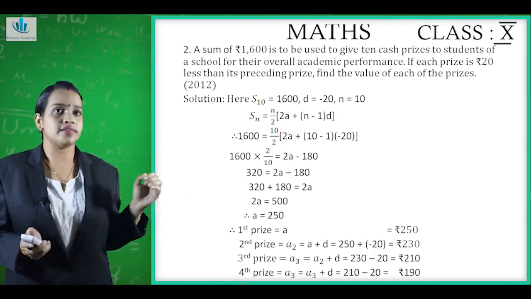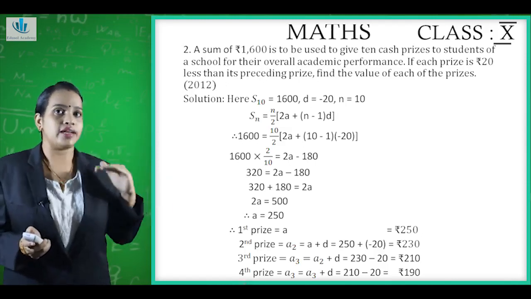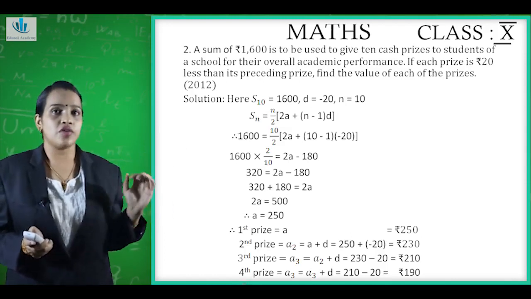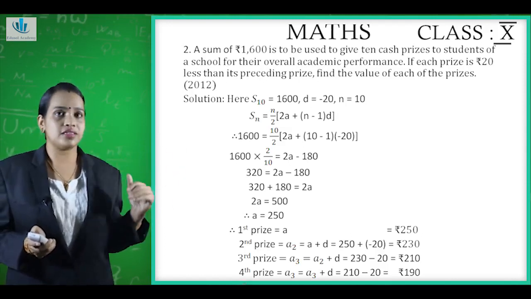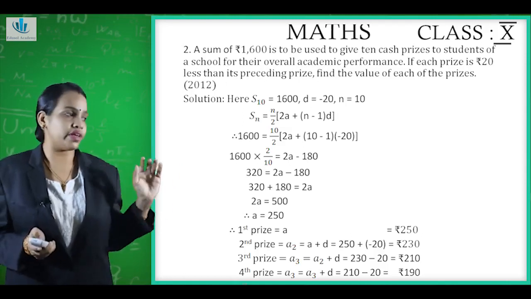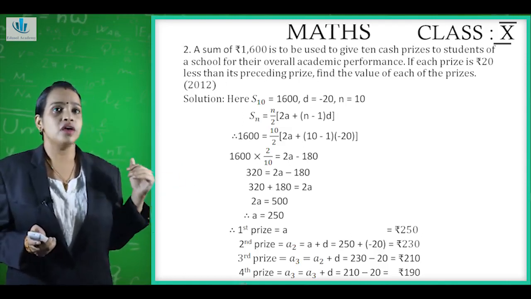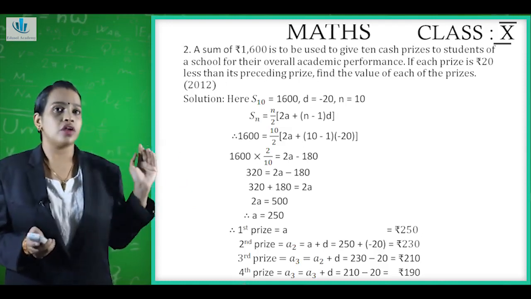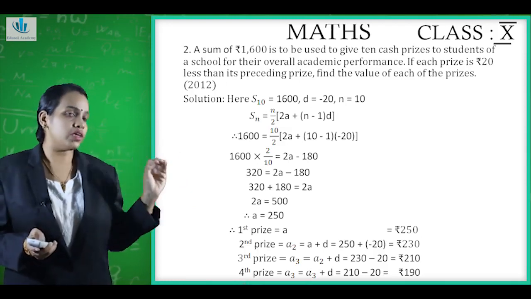If each prize is rupees 20 less than its preceding prize, find the value of each of the prizes. Here the total amount is 1600, and 10 cash prizes are to be given to the students for their overall academic performance. Each prize is 20 less than its preceding prize. Now we have to find the value of each prize.